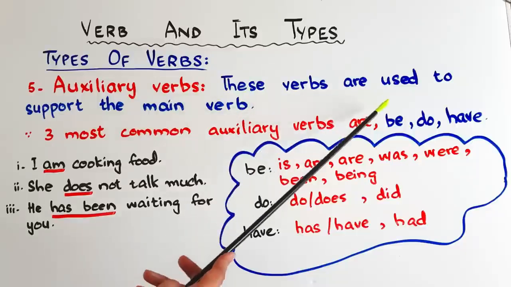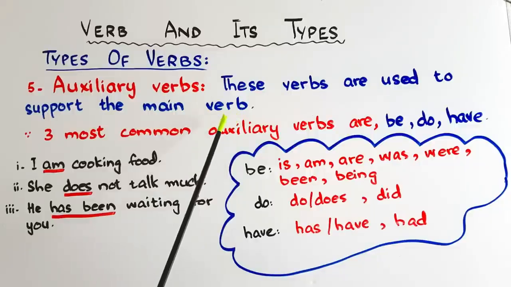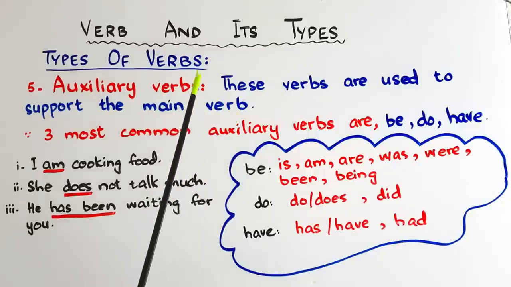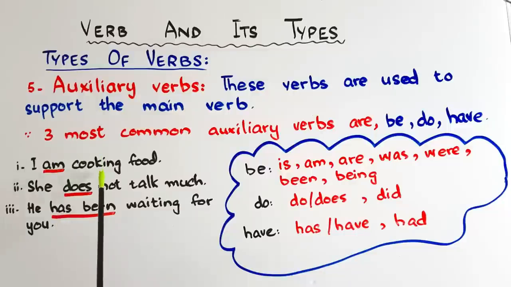The next step that we are discussing here is auxiliary verbs, commonly known as helping verbs. These verbs are used to support the main verb, and we need them mostly when we are dealing with different tenses. For example, I am cooking food. It's present continuous, so to support the main verb cooking, we need the auxiliary verb am.